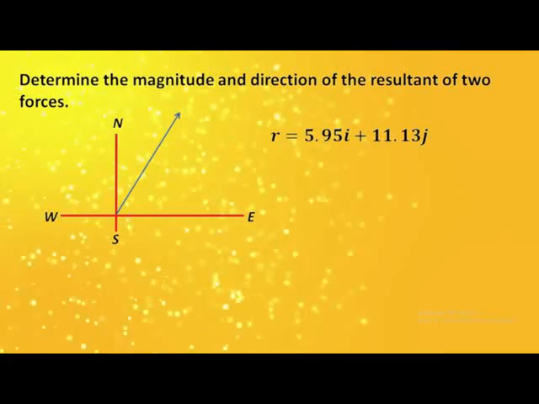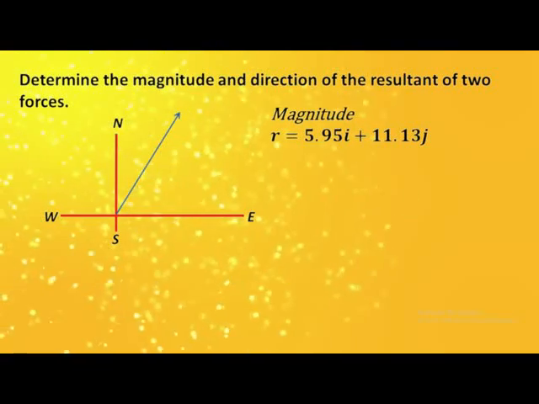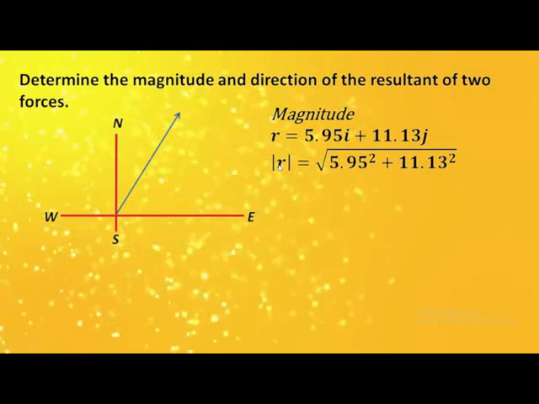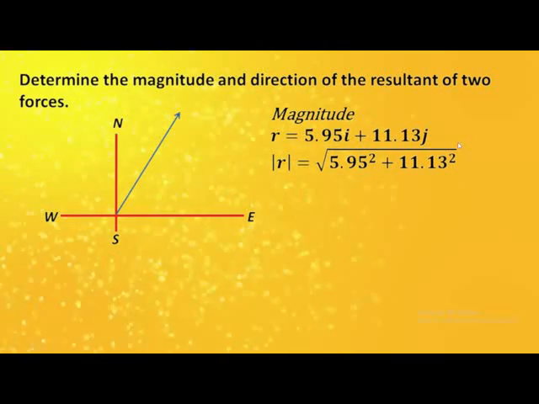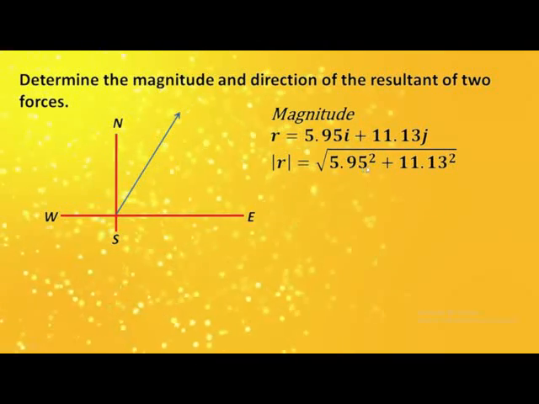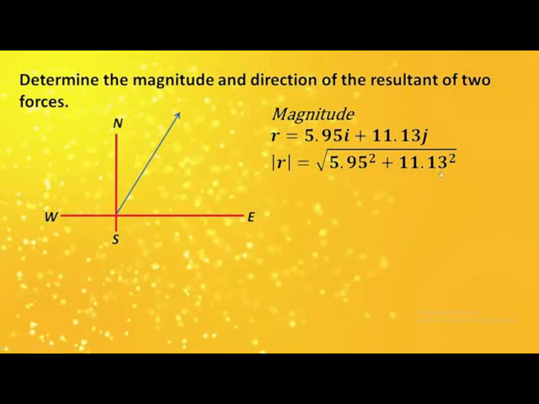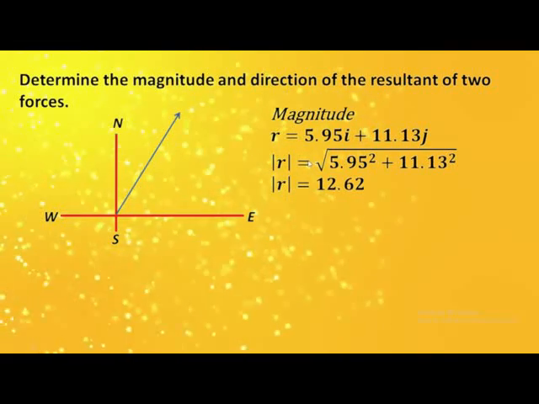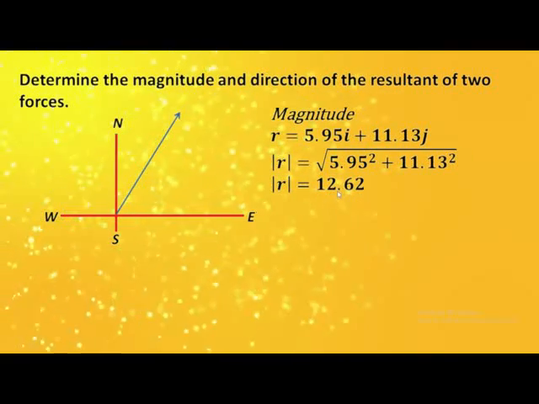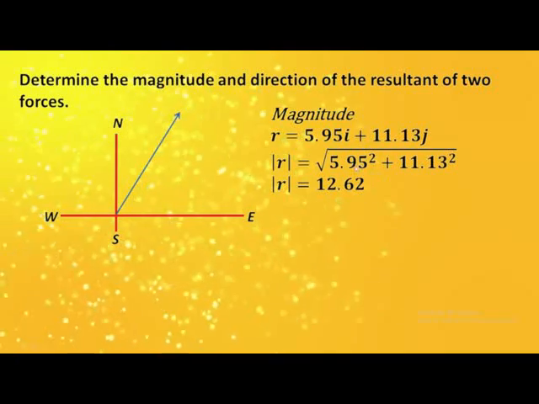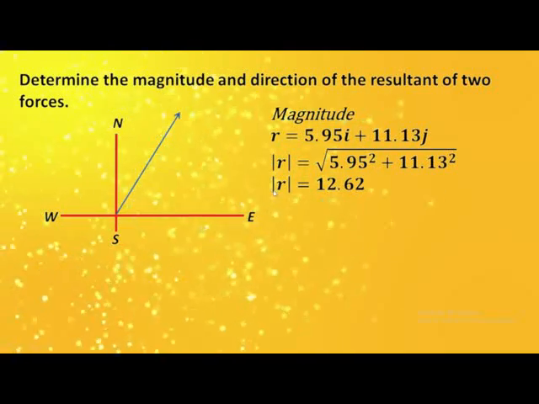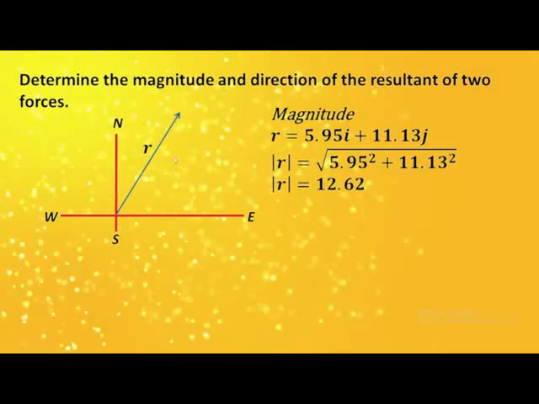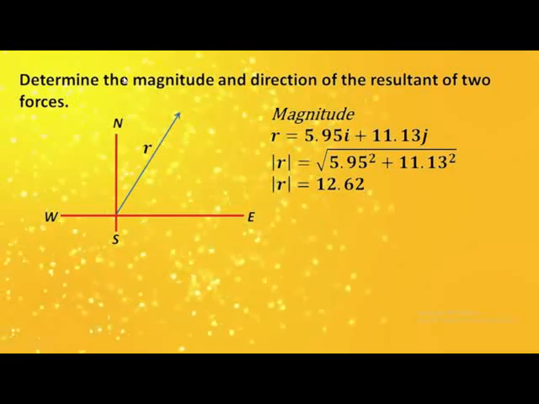As we have found the components of the resultant vector, we can find the magnitude. The magnitude of vector R, the resultant vector, is the square root of 5.95 squared plus 11.13 squared. We add those numbers together and find the square root of that number. We'll find 12.62. You can check with your calculator. This is the magnitude of the resultant vector R. We have found the magnitude.